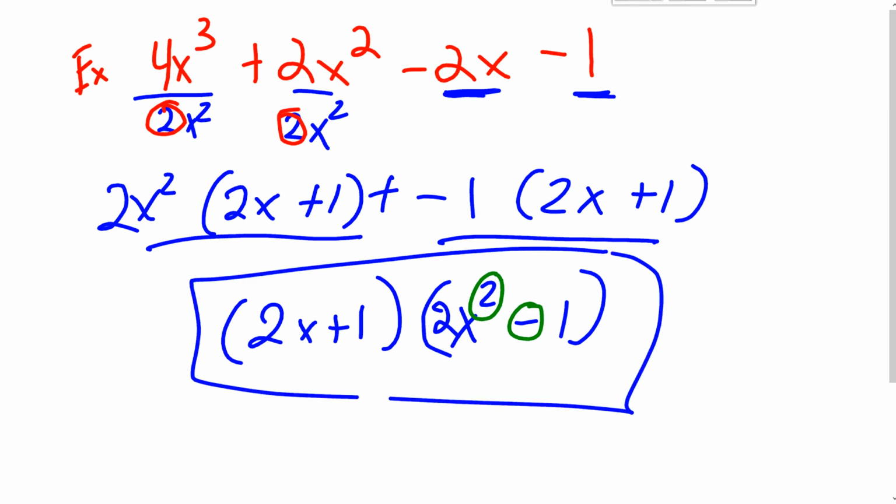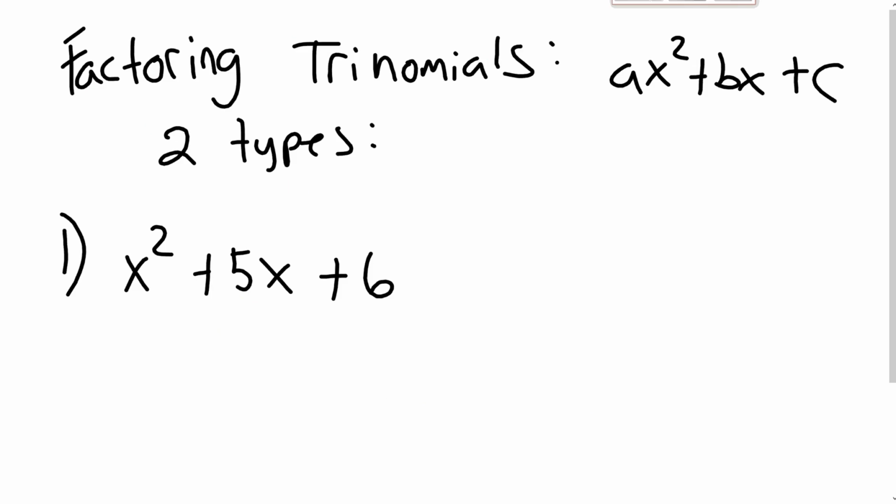All right, there you go. So it factors into that. And there's no difference of two squares, because I can't rewrite 2 as something squared. So they're fixed. Okay, factoring trinomials, you guys remember this?